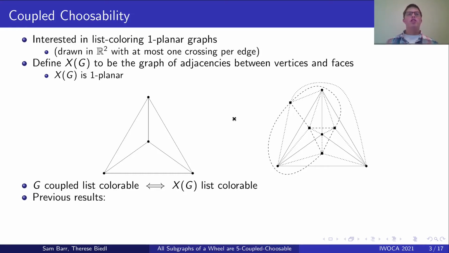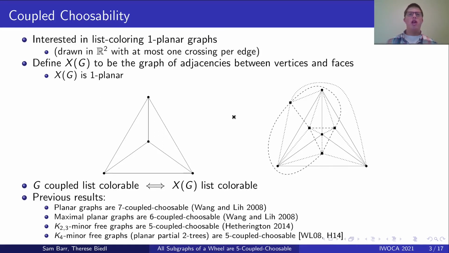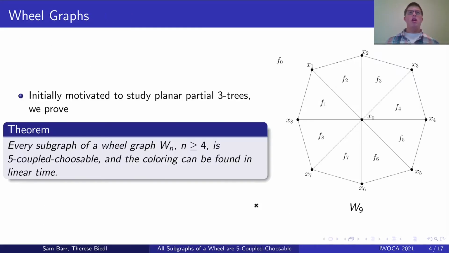Several previous results in coupled list coloring are known. Wang and Lee in 2008 proved that planar graphs are 7-couple choosable, and they also proved that maximal planar graphs are 6-couple choosable. Hetherington in 2014 proved that K2,3 minor free graphs are 5-couple choosable, and it's also been shown that K4 minor free graphs, also known as planar partial 2 trees, are 5-couple choosable. Initially motivated to study planar partial 3 trees, in this talk we prove that every subgraph of a wheel is 5-couple choosable, and that this coloring can be found in linear time.